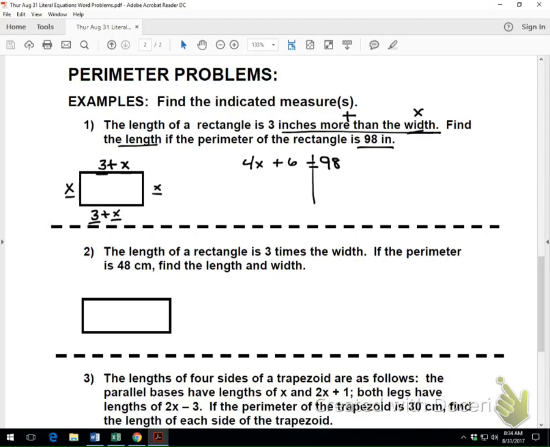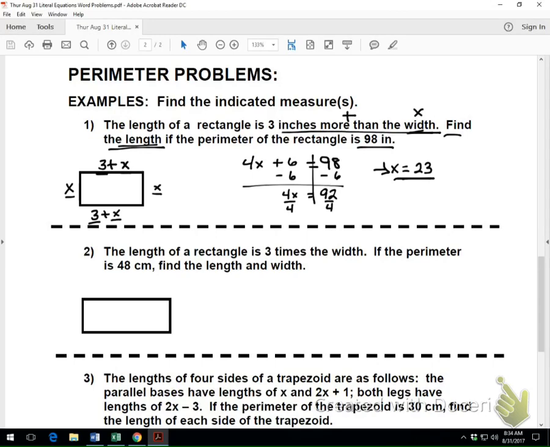Now, subtract 6. So you get 4x equals 92. Divide by 4. And you get x equals 23. Now, look at what it's asking. Go back to the problem. It says find the length. Okay, so is this 23 my length? No, that's just my x. It just says x equals.